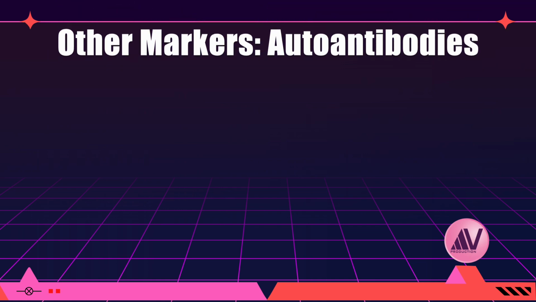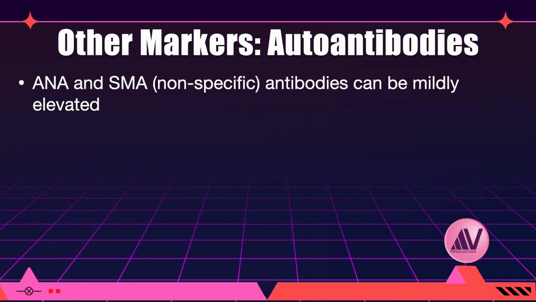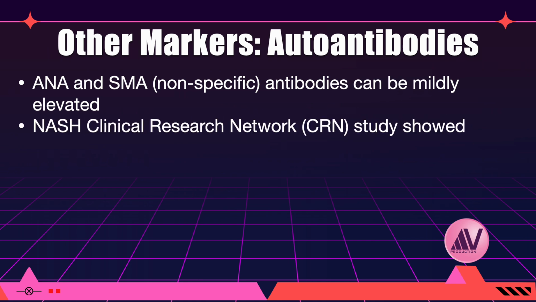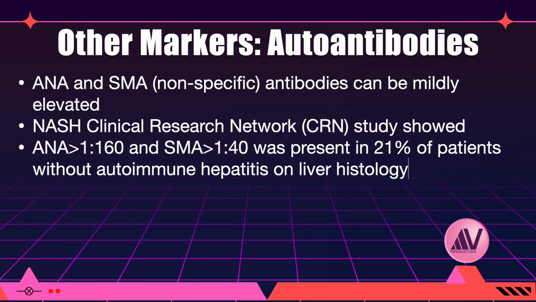Other biochemical abnormalities associated with non-alcoholic steatohepatitis NASH include the presence of autoantibodies. Patients with NASH may have mildly elevated anti-nuclear antibodies ANA and smooth muscle antibodies SMA. A NASH Clinical Research Network (CRN) study demonstrated that anti-nuclear antibodies ANA exceeding 1 in 160 and smooth muscle antibodies SMA exceeding 1 in 40 were present in 21% of patients without autoimmune hepatitis as determined by liver histology.